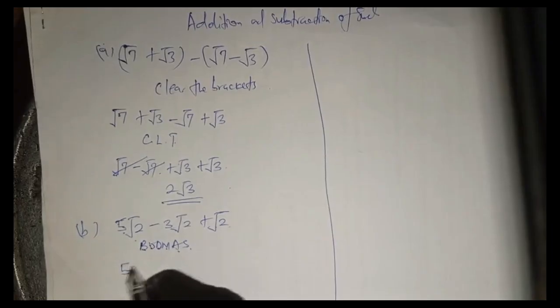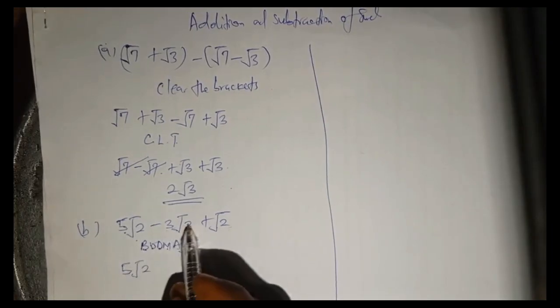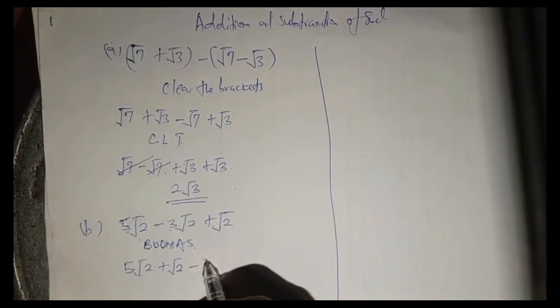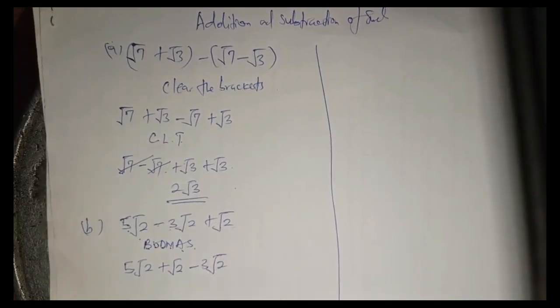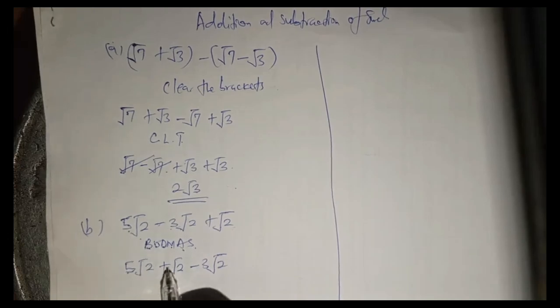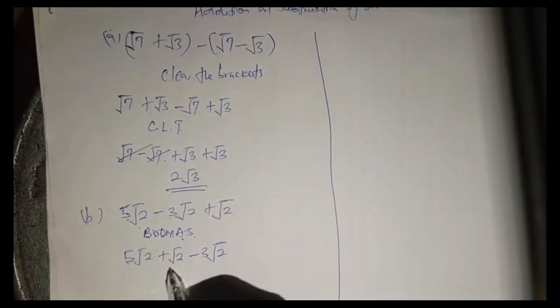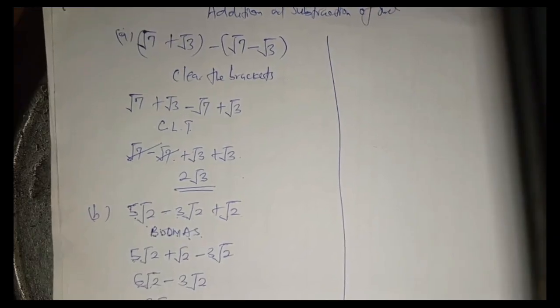So you go ahead with 5 root 2, and instead of writing minus 3 root 2, just go to plus root 2, and finally minus 3 root 2. So 5 root 2 plus root 2 is the same thing as 5 root 2 plus 1 root 2. And this gives us 6 root 2 minus 3 root 2. If you look at these roots, they are similar, so subtract: 6 minus 3 is 3 root 2. So this is the final answer.